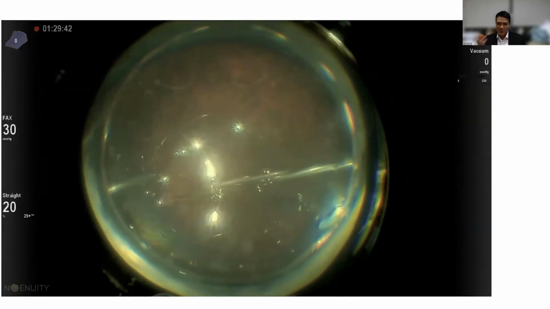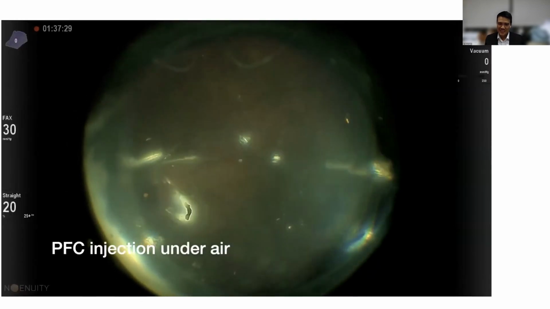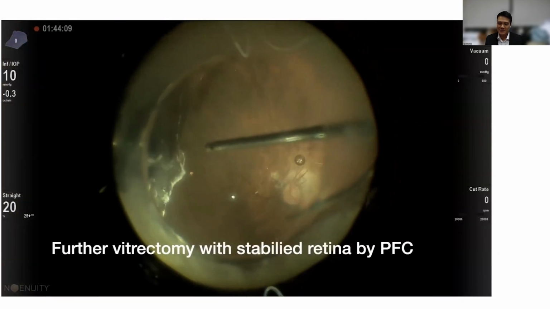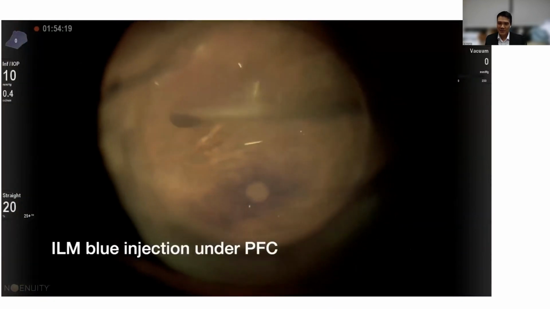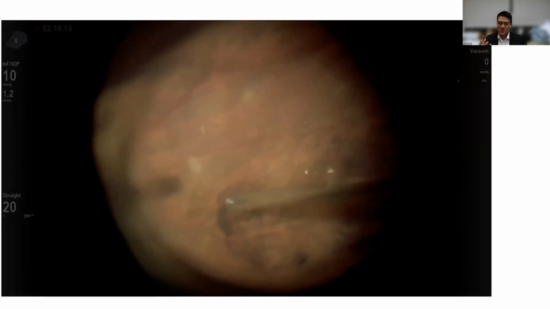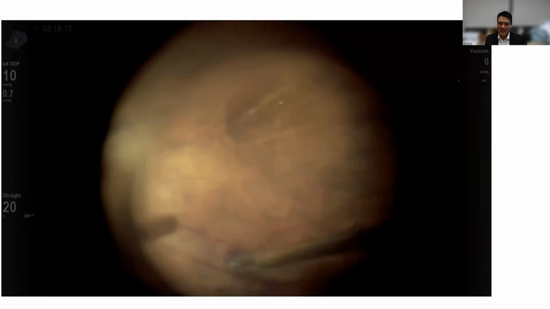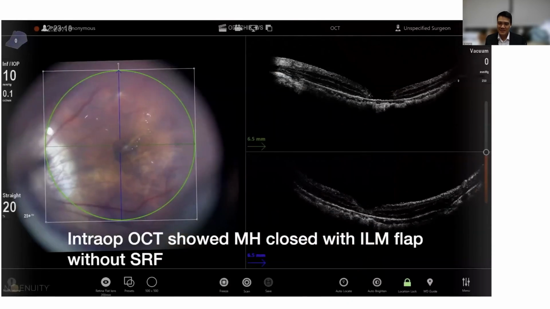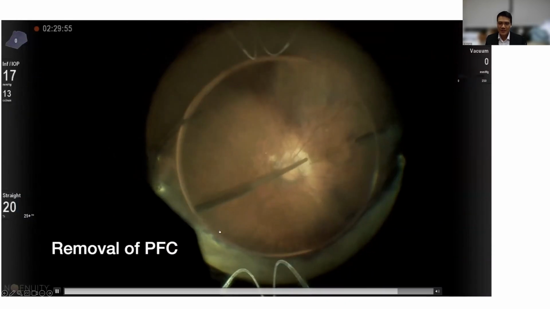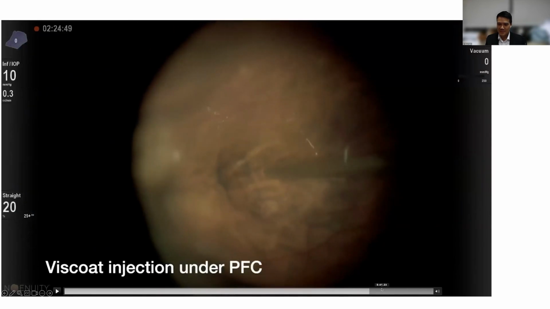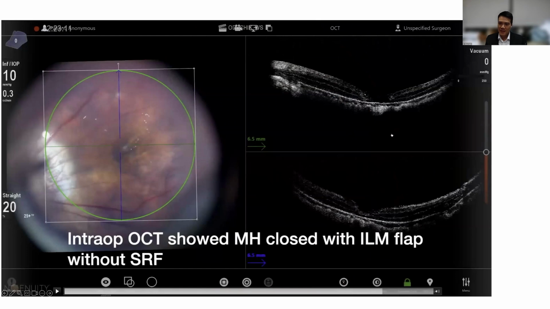So if we want to perform this technique, we need a flat macula. So in this case, we'll first perform air-fluid exchange to drain the subretinal fluid through the macular hole first. And then we put the PFC over the macular hole and then we inject BSS again and then we will perform the ILM peeling under BSS and underneath the PFC. As you can see from the intraoperative OCT, we can see the ILM flap covering over the macula nicely.